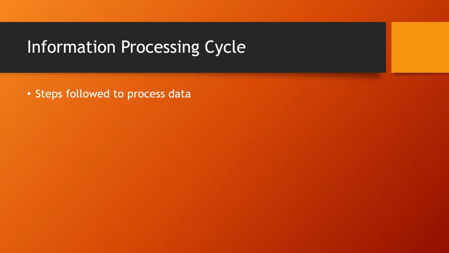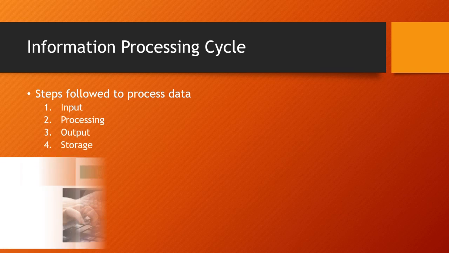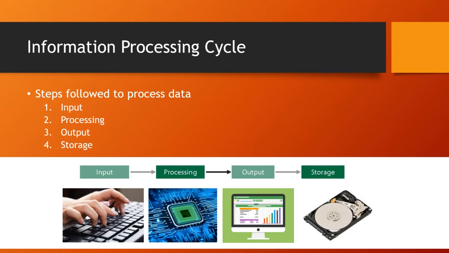In the information processing cycle, these are the steps that are followed to process data. First is the input, and then you process that input, you display it as output, and then you store what was processed. If you look at the picture, the input usually happens on an input device like the keyboard, and it's processed inside your CPU or the processing unit, and then the output is usually displayed on a monitor and it is stored on a hard disk.